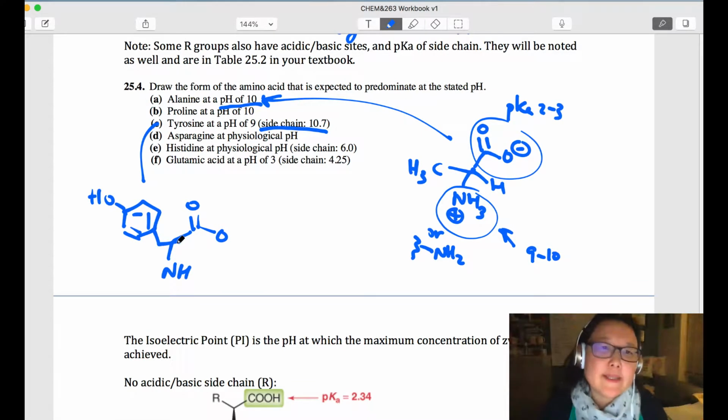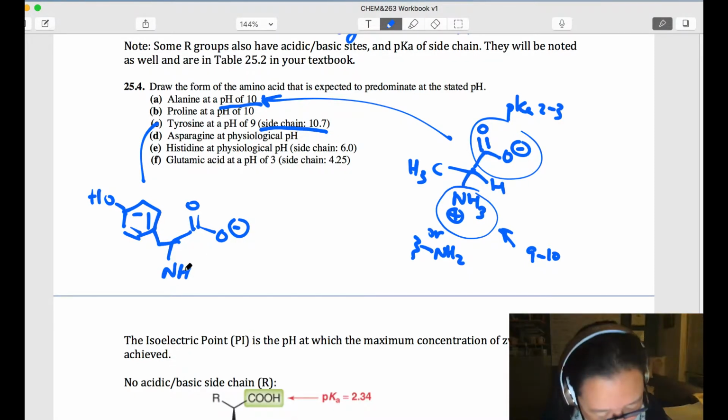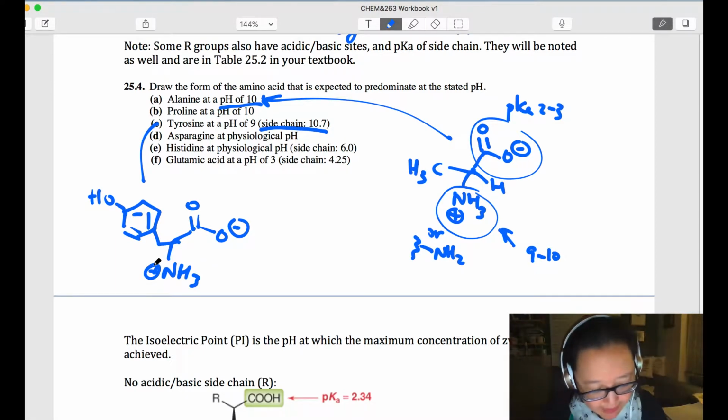Basically what I'm saying is that if we're at a pH of 9, then this is going to be deprotonated because the pKa is much lower. This one is going to be about the same, so it's going to be either protonated or not, 50-50. And the side chain has a pKa of 10.7. Let's say that's almost 11, even though it's logarithmic. So the pKa is higher than the pH.